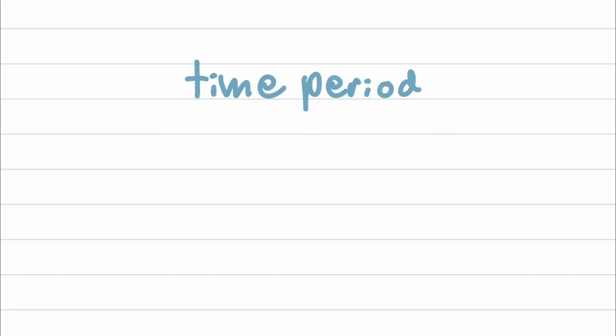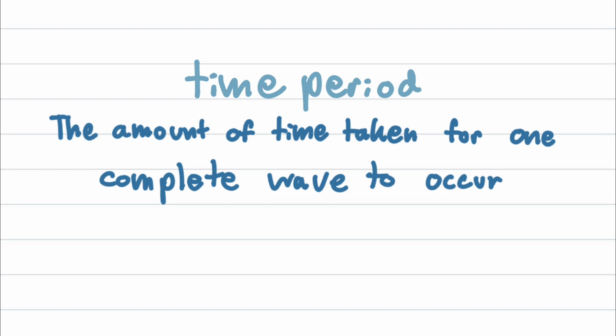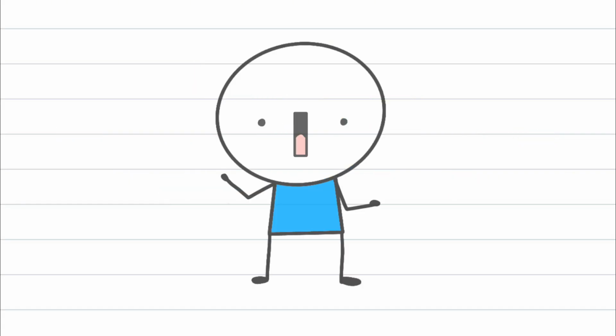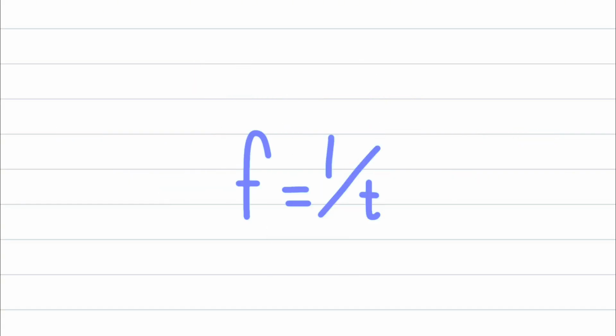This is the time period. It is the amount of time taken for one complete wave to occur. The units are in seconds. There is also another equation. F equals 1 over T, or frequency equals 1 over time period.